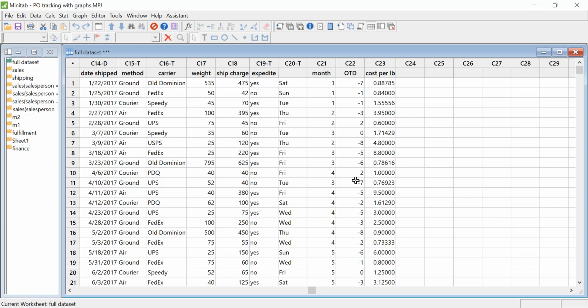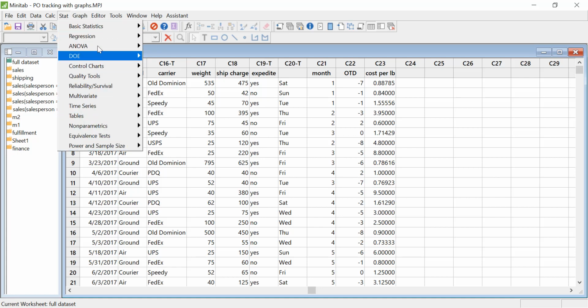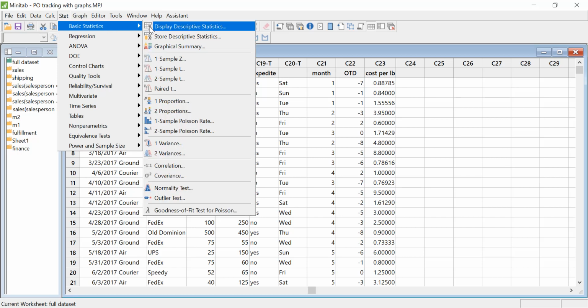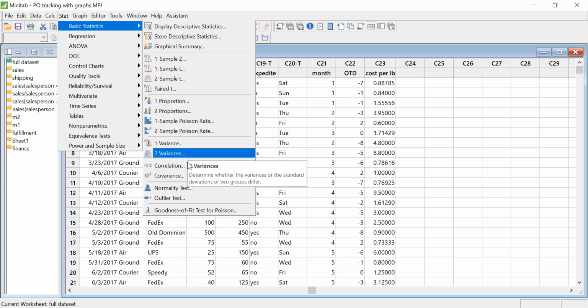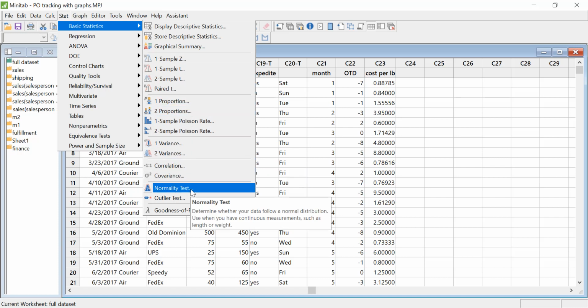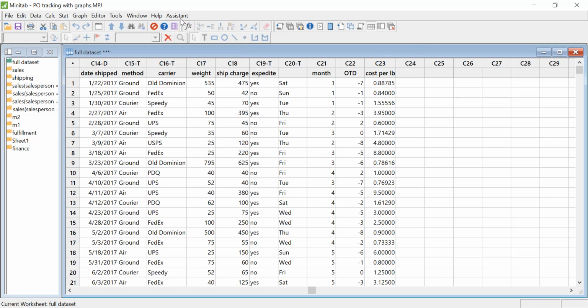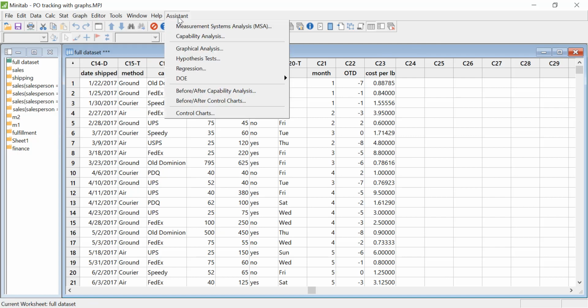Well, on-time delivery, let's take a look at what that looks like. The Stat menu is very extensive in terms of all the capabilities of Minitab. Under basic statistics, we have summary information, all of the hypothesis test information, normality tests, things like that. Recently, though, Minitab added this Assistant, which is a way of making not only the analysis and choosing the right options, but understanding the output much easier. So I'm going to show you basically most of the analysis using the Assistant.